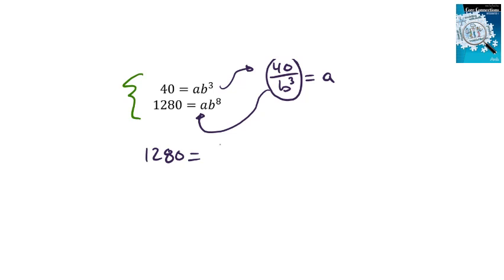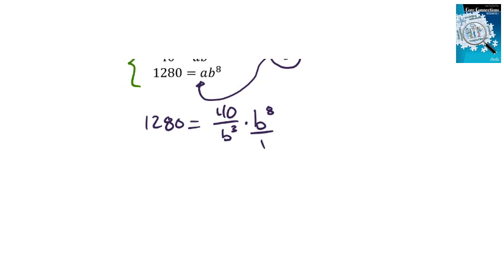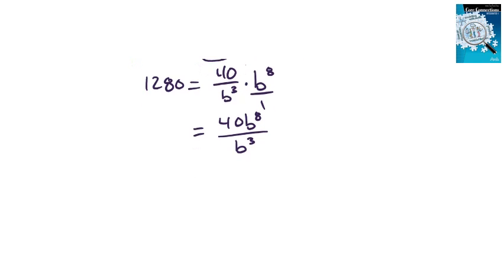1280 equals a, which is 40 over b cubed, times b raised to the 8th power. So looking at this very studiously, I know that b to the 8th is the same thing as b to the 8th over 1. So it's a little fraction multiplication problem here. So I've got 40b to the 8th in the numerator, and my denominator is b cubed. And I can simplify that by simply canceling out common factors of b, or thinking of a giant one, b to the 3rd over b to the 3rd. Anyways, it becomes 40b to the 5th power, and that's equal to 1280.